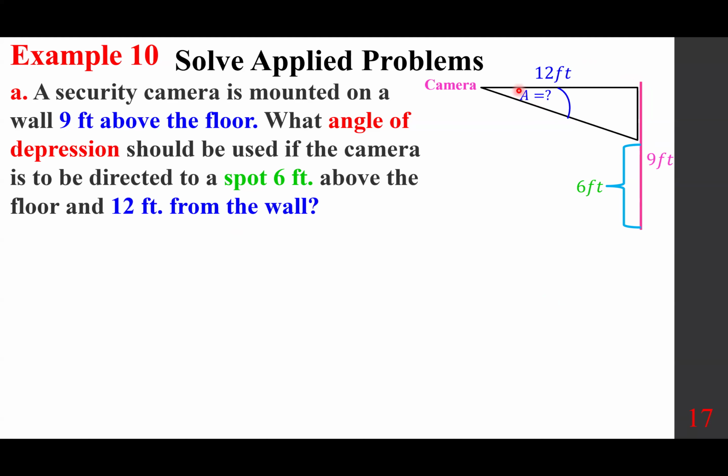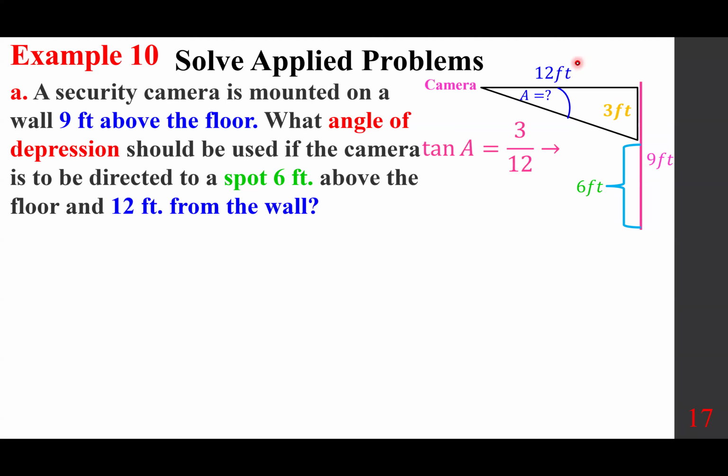Now, tan of alpha is the opposite over adjacent. So what is the opposite? If the total is 9 and this is 6, this must be what? 9 minus 6. 9 minus 6 is 3. Now you have the opposite to be 3, adjacent to be 12.